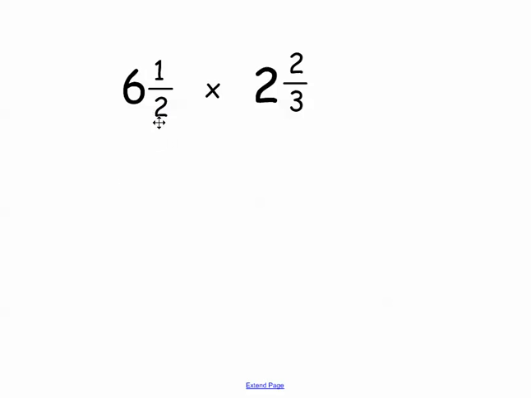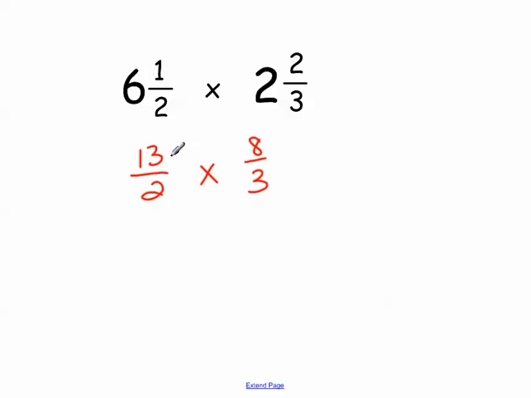Okay, so why don't you change them to improper? Pause the video, change them to improper, and see if you at least get that step. Okay, pause the video. All right, check it. Did you at least get this far? Okay, so now let's see if we can do any canceling. Do you notice anything?